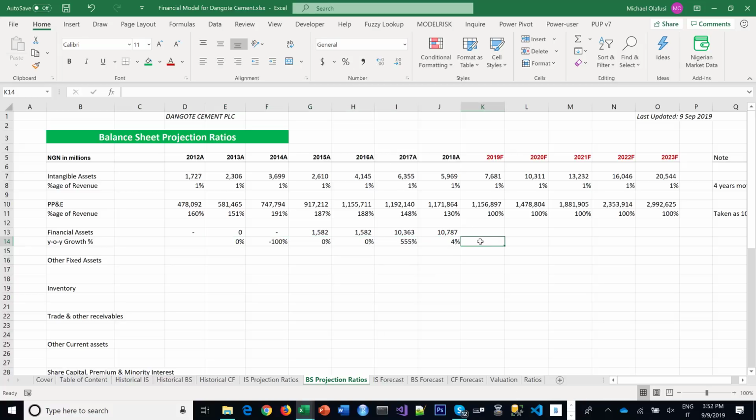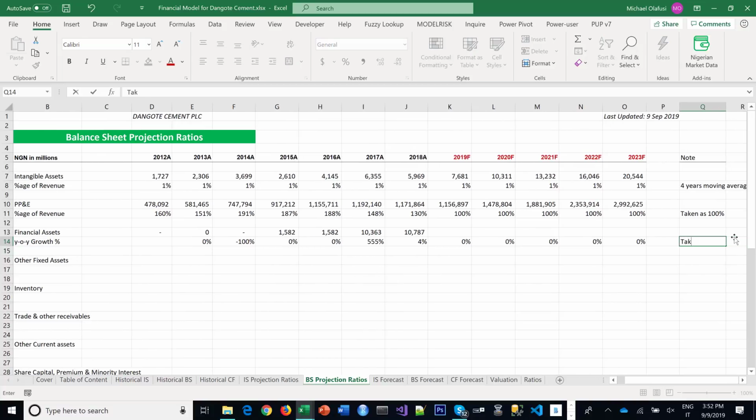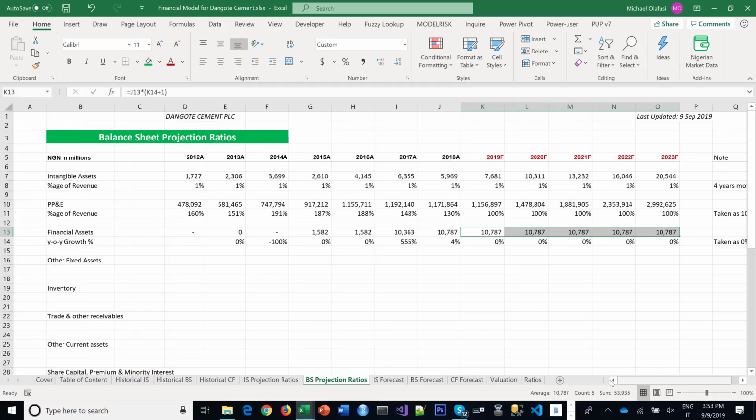And then I don't have any information into the future. I can simply say, well, keep it at 0% growth. So taking 0% growth into future forecast years, and I can do the growth, which is last year times growth rate plus 1, and I drag this into the future, so they maintain whatever it is they maintain as it is.